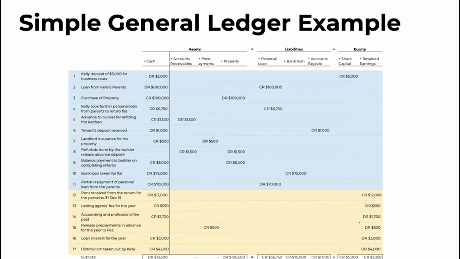At this stage, I'll suggest you practice the first 5 transactions that we have within this general ledger example. The rest of these will come through as we go along within the course, and then we have a case study at the end.